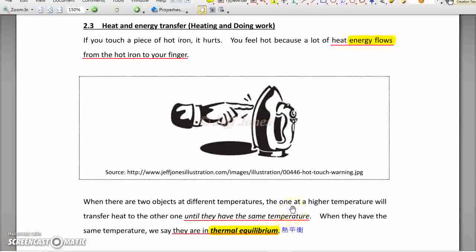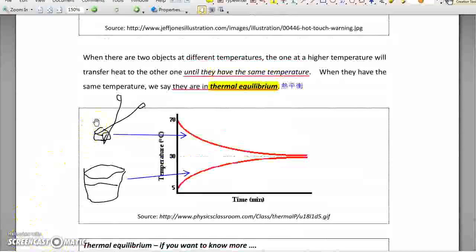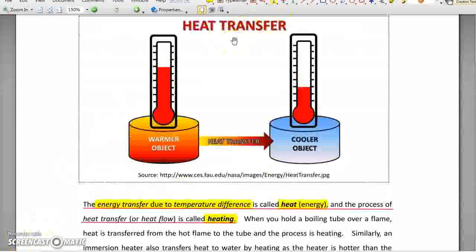The heat will flow until they have the same temperature, and at that time we say there is thermal equilibrium between the finger and the iron. So if you drop a piece of metal at 70 degrees Celsius into a beaker of water at 5 degrees Celsius, then their temperature will finally become the same, as there is heat transfer between them, until finally there is thermal equilibrium. So you see that heat transfer is due to temperature difference. And the energy that transfers from the hot object to the cold object is called heat energy.